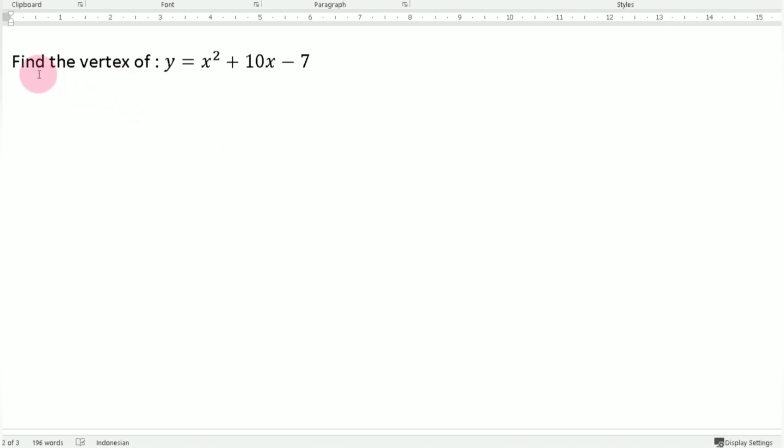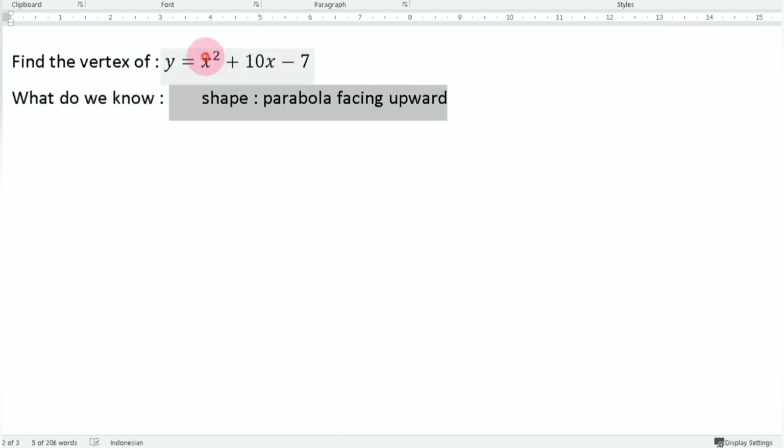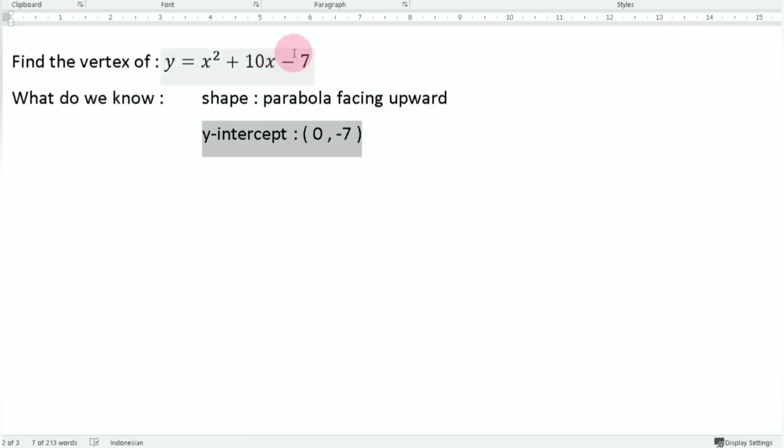The next question is how to find the vertex of this parabola. This is a quadratic function, but it's still in the general form. The a is 1, the b is 10, and the c is negative 7. But how do we find the vertex? From this general form, the first thing we know is the shape. Since a is equal to 1 and it is positive, the parabola is facing upward. The next one is the y-intercept. The y-intercept is (0, negative 7) from the c.